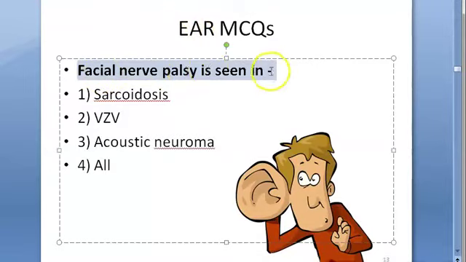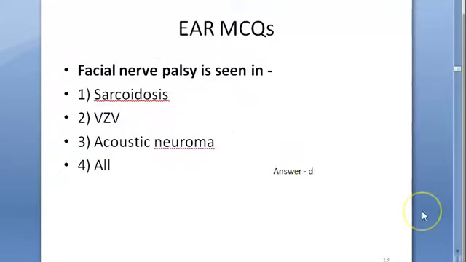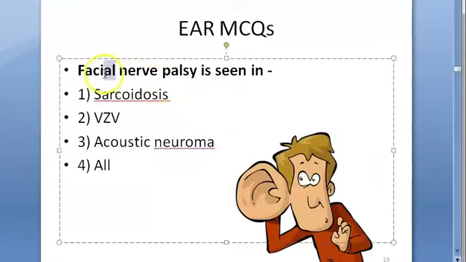Facial nerve palsy is seen in sarcoidosis, varicella zoster virus, is it? Acoustic neuroma, all. Facial nerve palsy is seen in varicella zoster. Okay, that's the zoster. We saw some question with herpes zoster, right? That was Ramsay-Hunt syndrome. Okay, so the answer here is all. All of these can cause facial nerve palsy.